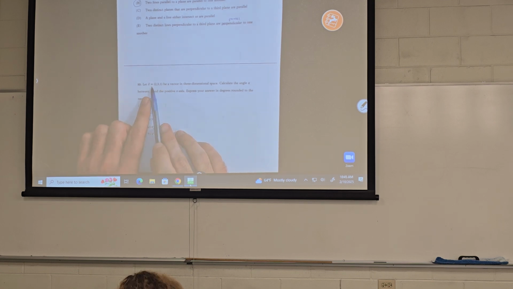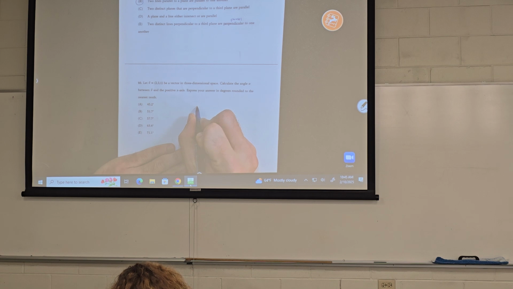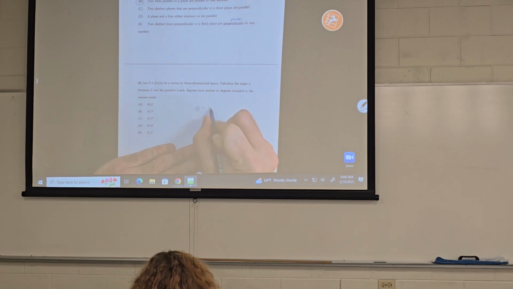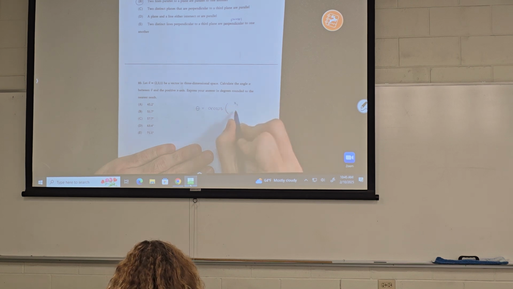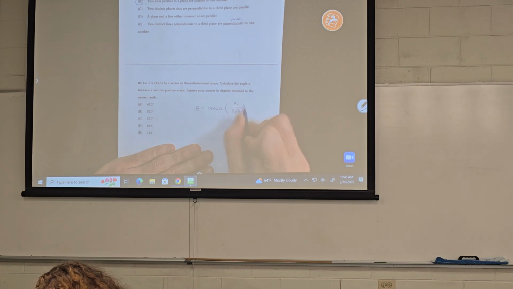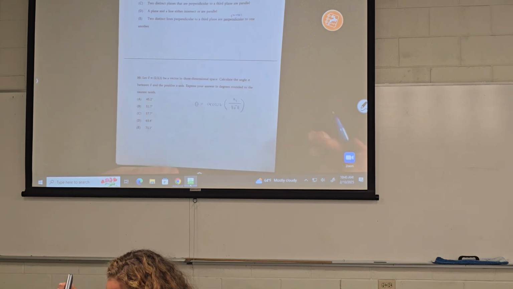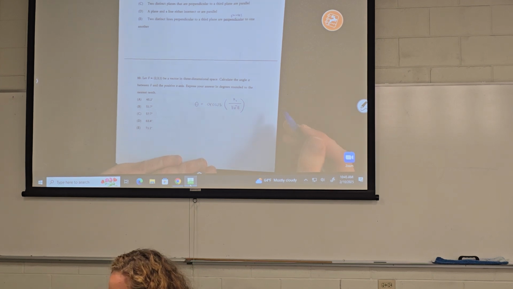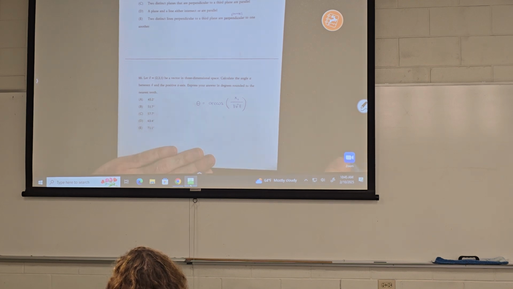Last one. Let B be the vector in three-dimensional space. Calculate the angle alpha between the vector and the positive x-axis. So this just comes from our notes. That is going to be the arc cosine of the x component of the vector divided by the magnitude of the vector. So again, we just got two different things on our cheat sheet. We've got one for the angle between two vectors, one for the angle between the vector and the positive axis.